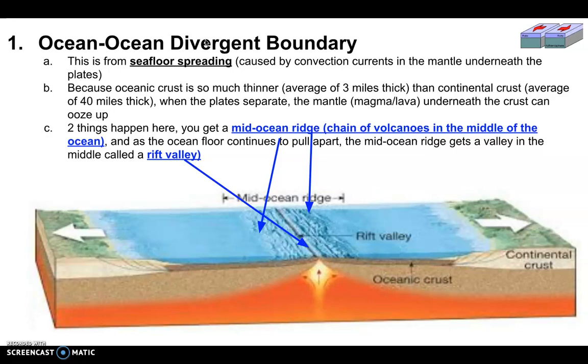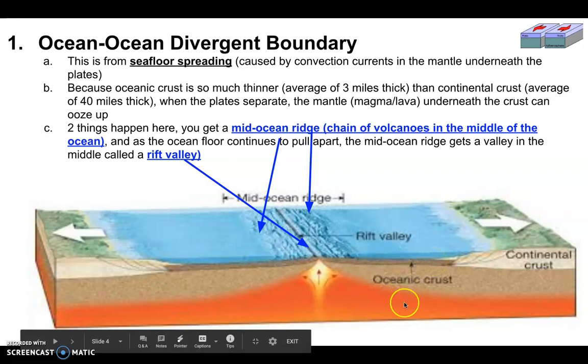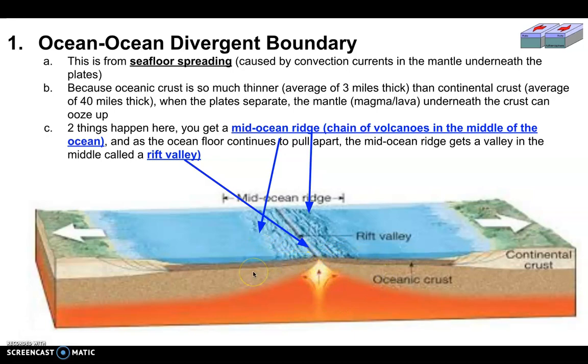We've looked at this already. This is seafloor spreading. If you remember, the crust or outermost layer of the Earth is broken up into tectonic plates. Underneath the crust or tectonic plates in the mantle, you have these convection currents, heating and rising and cooling and sinking. This seafloor spreading is pushing the ocean floor apart. Because the ocean crust is so much thinner than continental crust, it averages only 3 miles thick compared to continental crust, which can be about 40 miles thick.